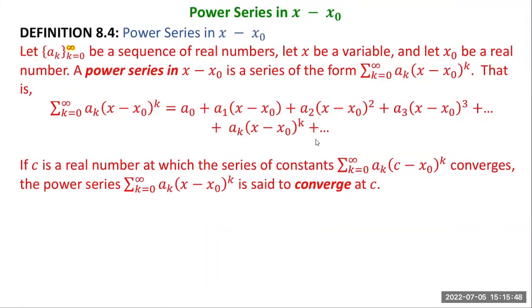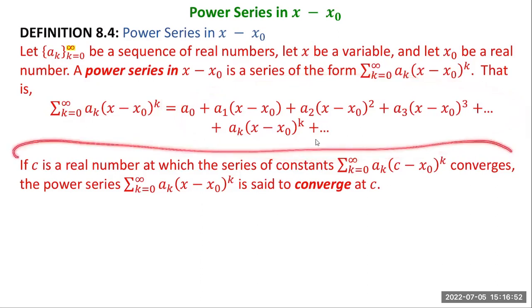Next, I want to talk about the power series in x minus x naught. Okay, instead of just x, this time we have x minus x naught in place of the x. So let's go over this definition. Again, let a_k, k goes from 0 to infinity, be a sequence of real numbers. Let x be a variable and x naught be a real number. A power series in x minus x naught is a series of the form sigma k goes from 0 to infinity, a_k times (x minus x naught) to the power k. Notice that in the previous power series, we just have x here. Now, instead of x, we have x minus x naught. We say that this is the power series around x naught sometimes. That is, this is the expanded version of the power series in x minus x naught. And of course, if you expand this one by plugging in k equal to 0, 1, 2, 3, and so forth, this is what you get.